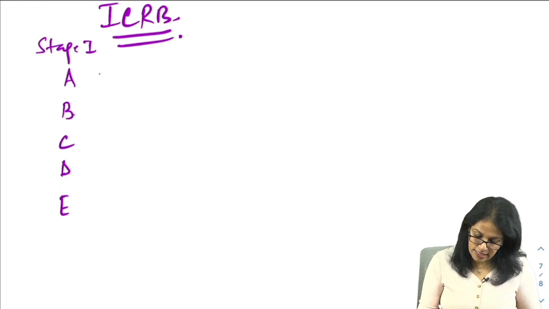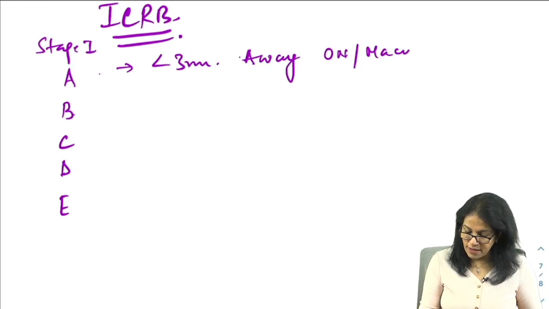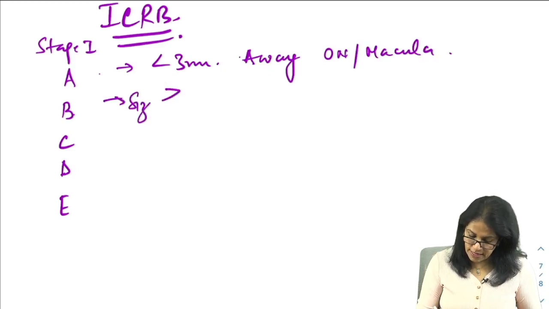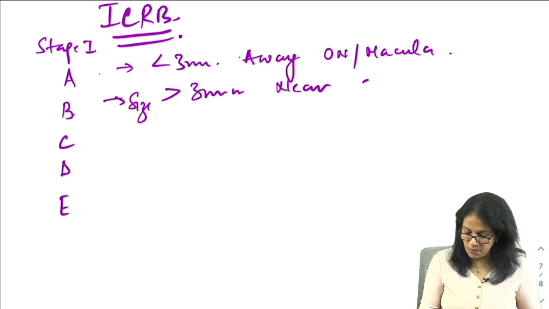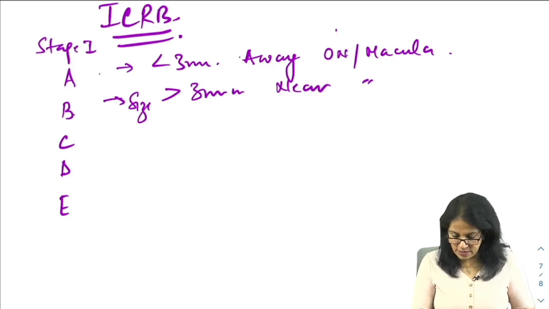When you say A, it is any tumor of less than 3 millimeters, okay? And it is away from the important structures like optic nerve and macula. When you say B, it is just the opposite, that is size. We are talking about the size, which is more than 3 millimeters in size and near the optic disc or macula. Optic disc or macula. Okay, near optic disc.